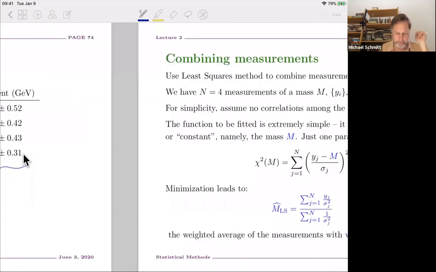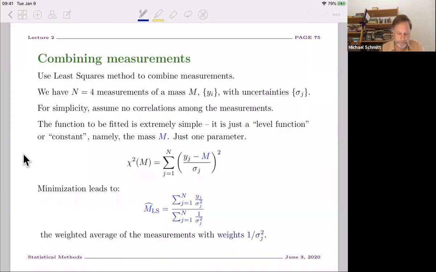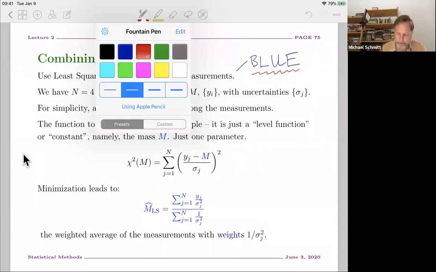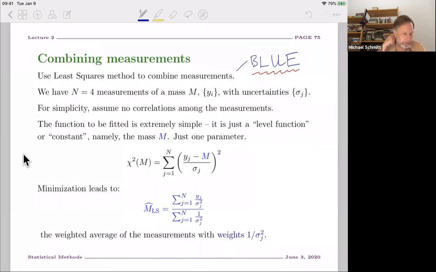The way we're going to combine the values is using a least squares method to combine them. This is equivalent to something known as the best linear unbiased estimator for a combined measurement. This is by far the most common and most successful method for combining measurements, and it's equivalent to doing a least squares fit. So we have 4 measurements of the mass m. We're going to call those y sub i with uncertainties sigma sub i.